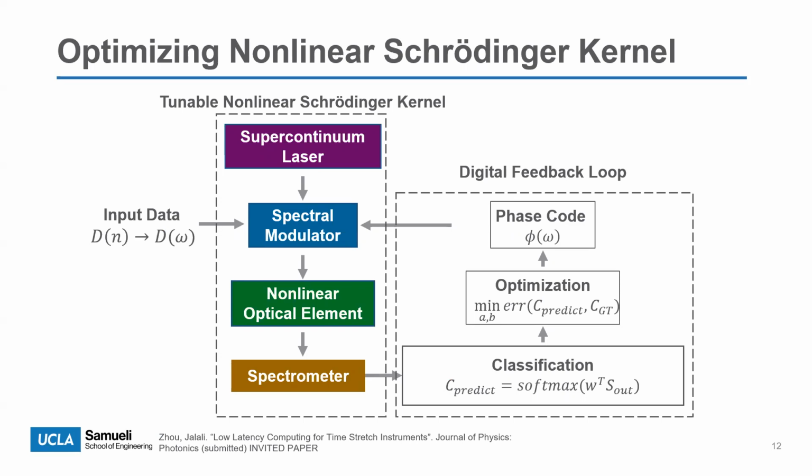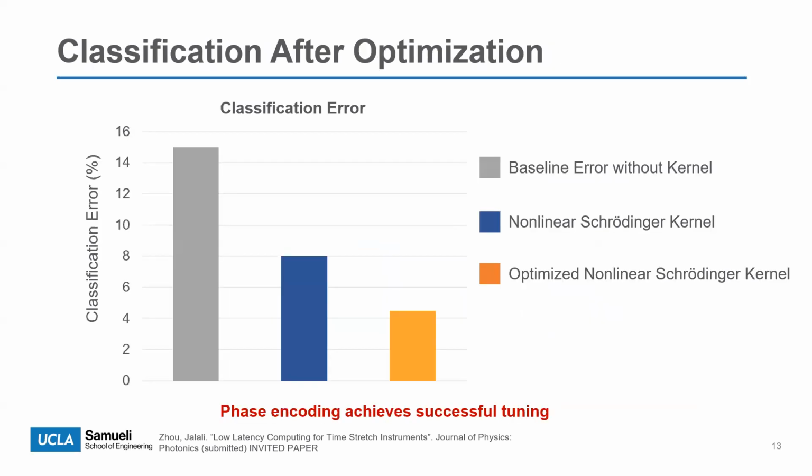In the digital feedback loop, the acquired data is used to calculate the classification error. This error is then passed to a genetic algorithm to generate an update on the phase code. This system runs iteratively until the updated phase code leads to minimum error. We demonstrated the optimization results using the time-stretched cell image data mentioned earlier. We can see that compared to an unoptimized one, the classification error of an optimized kernel is almost halved. This proves the effectiveness of this upgraded system, which now becomes trainable and therefore more general to various applications.